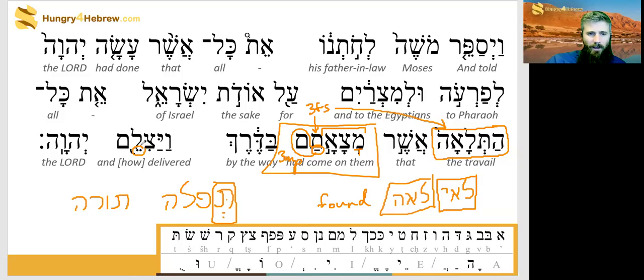Vayatzilem, there's our connecting vowel on a prefix conjugation verb, and he delivered them. That is, the Lord did.